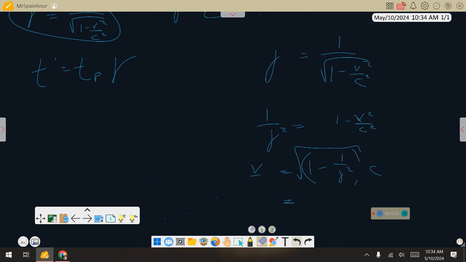Gamma is 2. So it's the square root of 0.75, 1 minus 1 over 4. That's 0.866. So I think I'm just going to go to the third decimal: 86.6% the speed of light in order to get a gamma of 2.